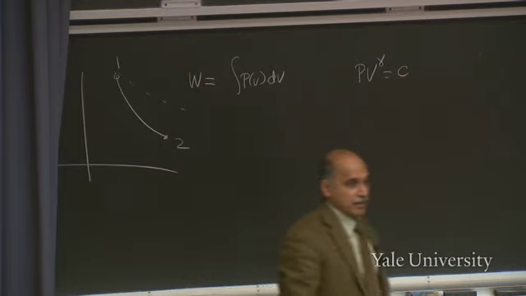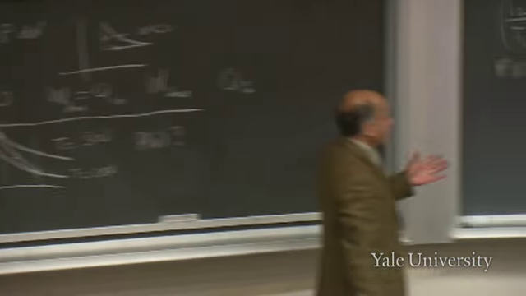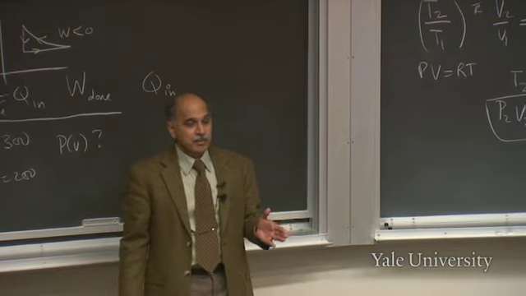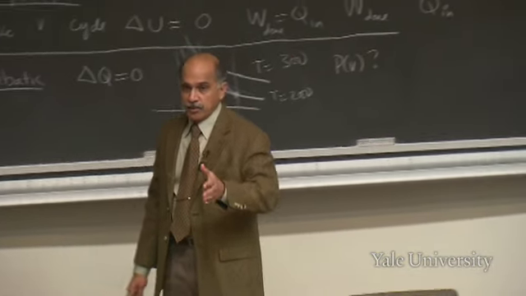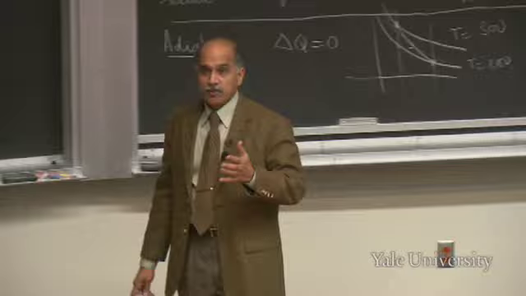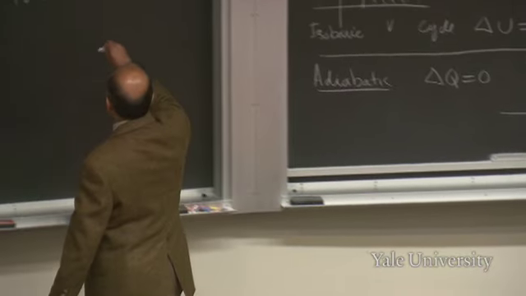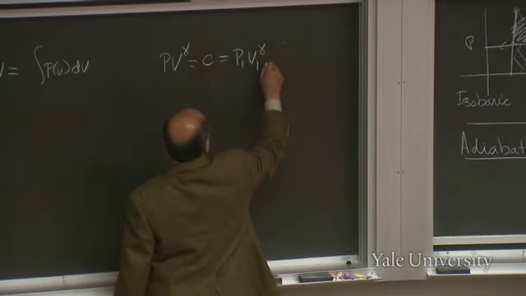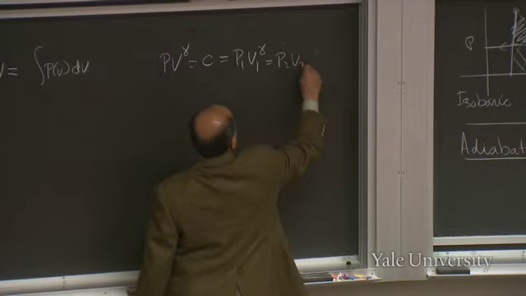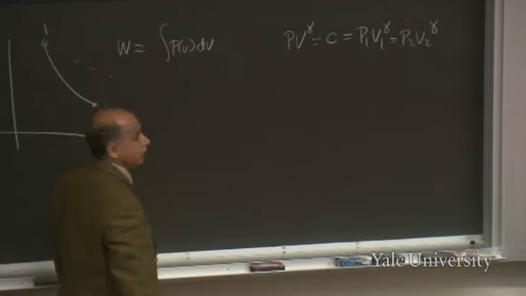Do you guys understand the relation of writing PV to the gamma equal to constant? It's the same as saying P1 V1 to the gamma is P2 V2 to the gamma. That means you can pick any point on that path, and P at that point times V at that point to the power gamma will be a fixed number. That number is C. In other words, this C can be P1 V1 to the gamma if you like, or P2 V2 to the gamma if you like, or P3 V3 to the gamma if 3 is another point on this trajectory.